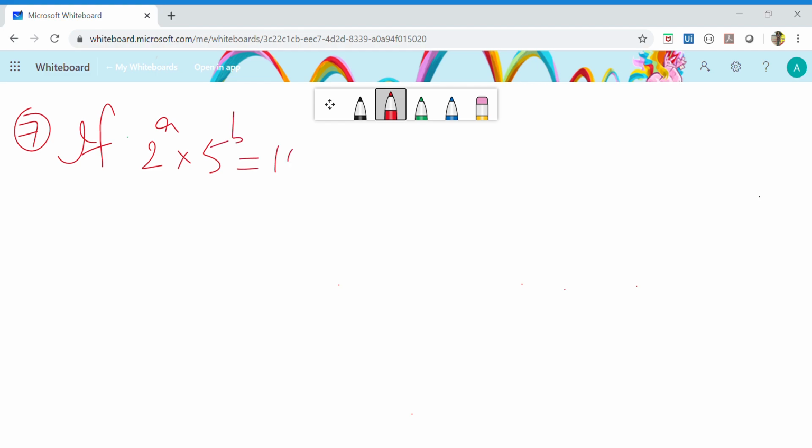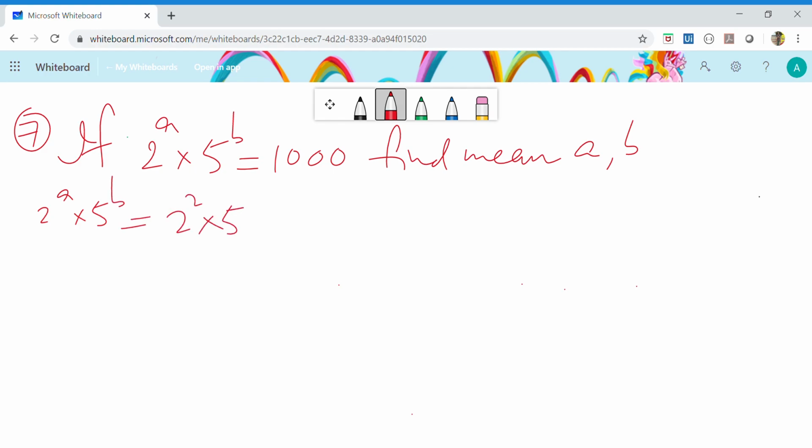One more question. If 2 to the power of a into 5 to the power of b is equal to 1000, then find the mean of a comma b. So 2 to the power of a into 5 to the power of b is equal to 1000 can be written as 2 square into 5 cube as a prime factorization. Then a is equal to 2 you will get, b is equal to 3 you will get.